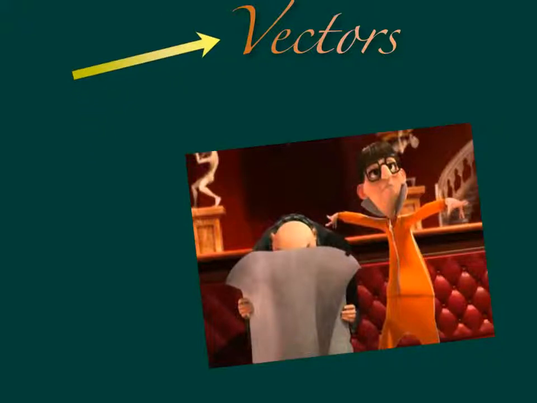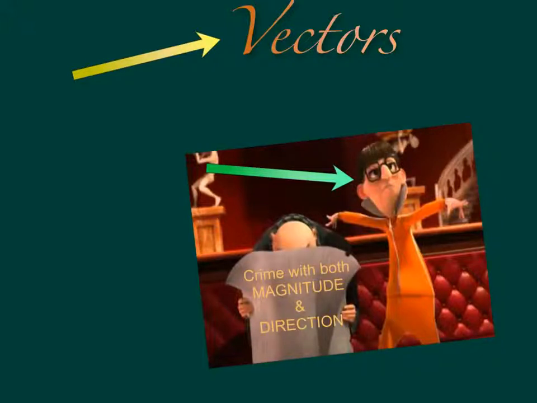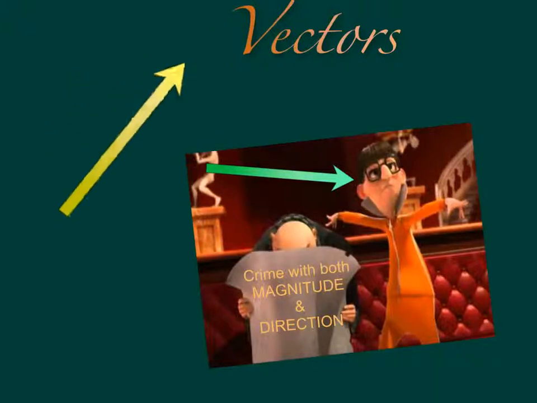And some of you might remember this guy from Despicable Me. He's called Vector, and he introduces himself to Gru here and explains that he is committing crime with both magnitude and direction. So vectors have both magnitude, a size, and a direction, and we often represent them with arrows in physics.